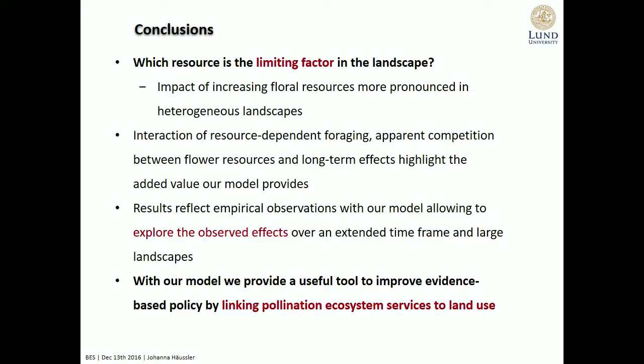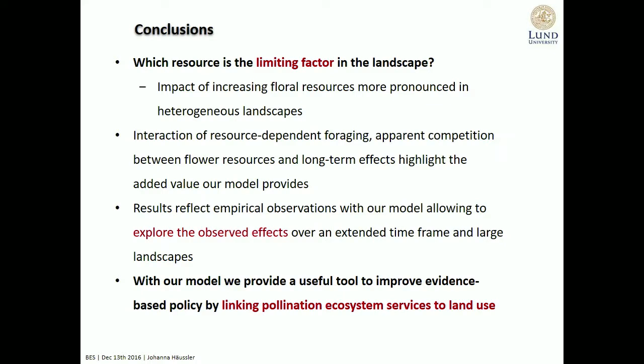Just quickly, the conclusions. It is important that we identify which resource is the limiting factor in our landscapes. We've seen that even though oilseed rape cover and heterogeneity themselves did not have an effect, the impact of increasing flower resources was more pronounced in heterogeneous landscapes, and the interaction of resource-dependent foraging, apparent competition between flower resources, and long-term effects highlight the added value our model provides compared to previous modeling approaches.